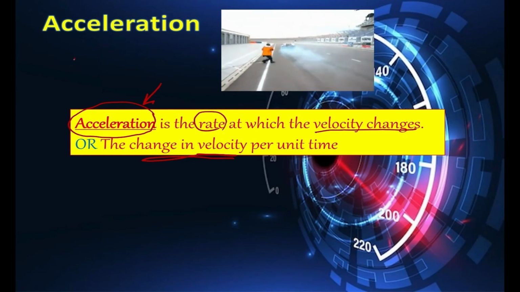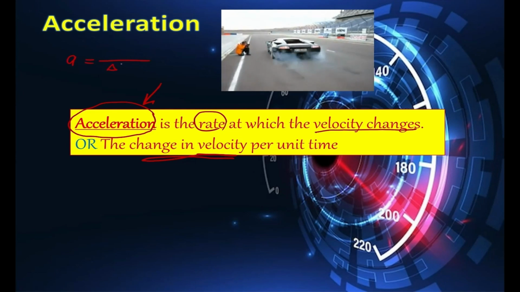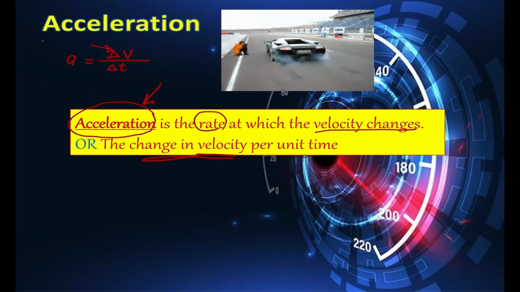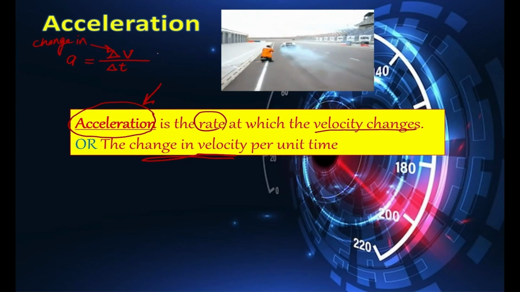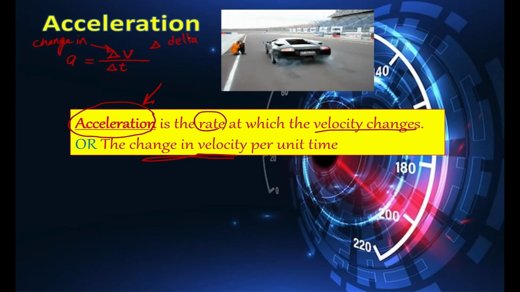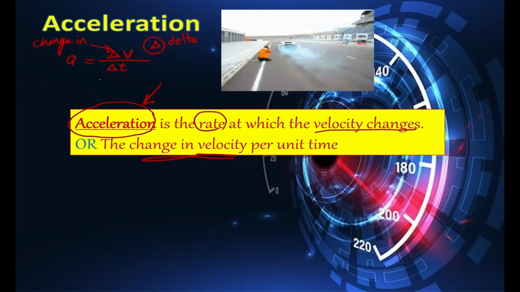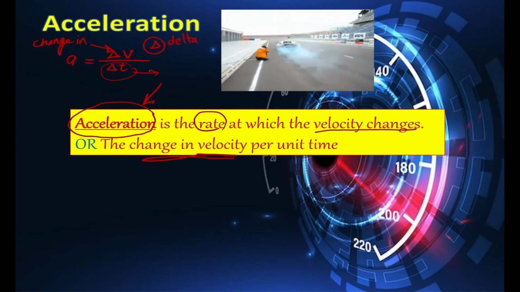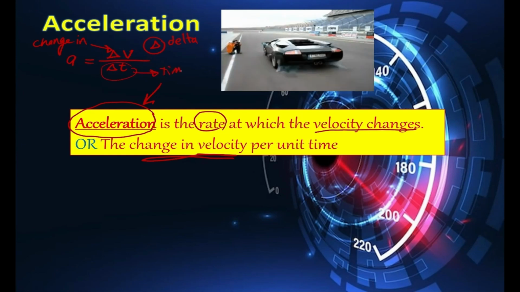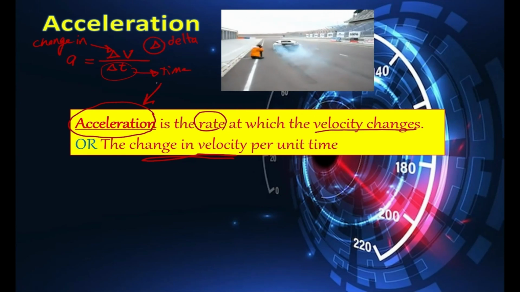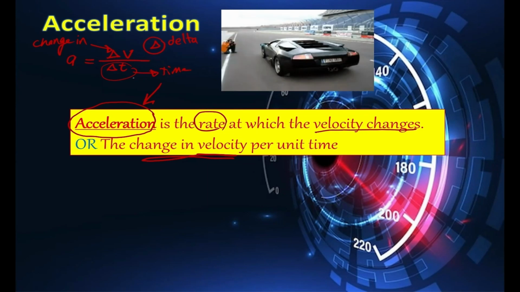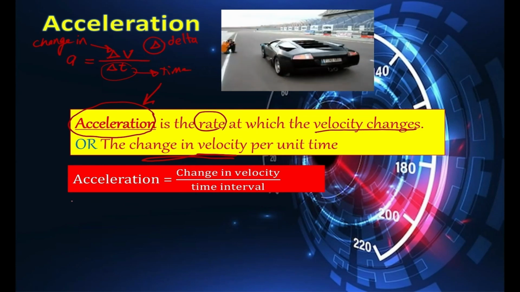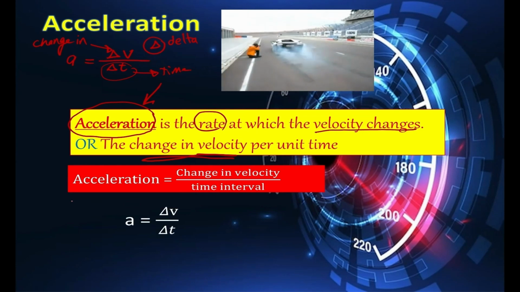Acceleration a is the rate, meaning delta t, at which the velocity changes. Delta here with the velocity means the change in. Delta is a Greek letter which is used here to represent the change in. And delta t means the change in time, or you can say the time interval, or the time taken to make this change. Again, the acceleration equals the change in velocity over the time interval. It equals delta v over delta t.